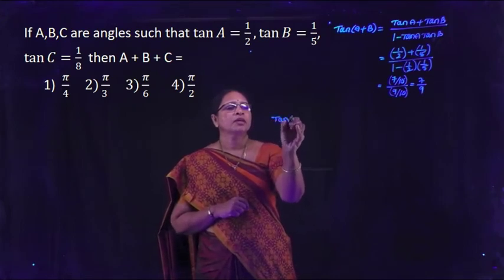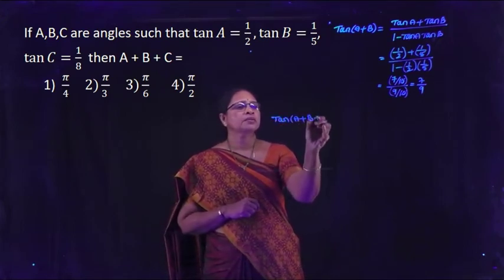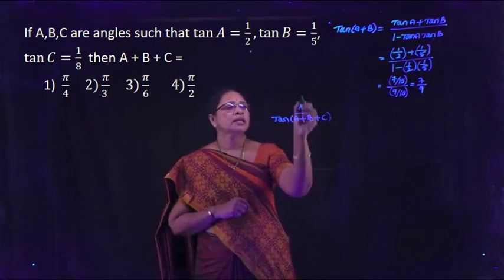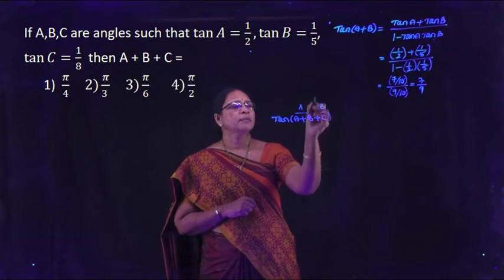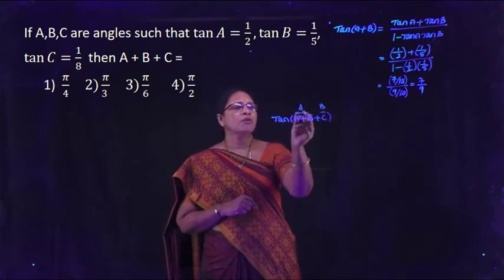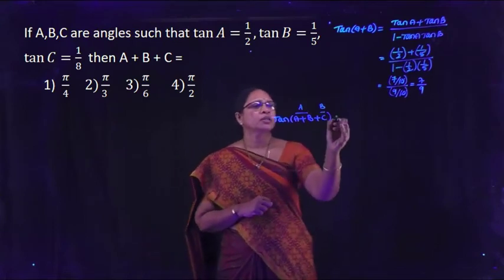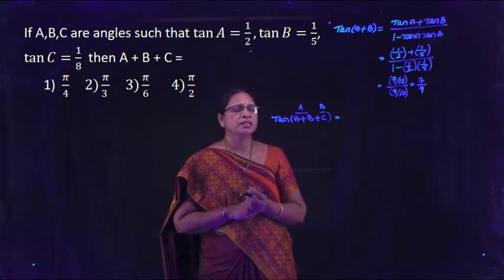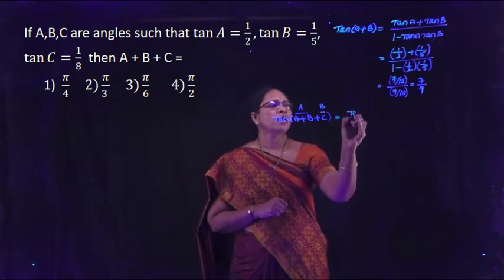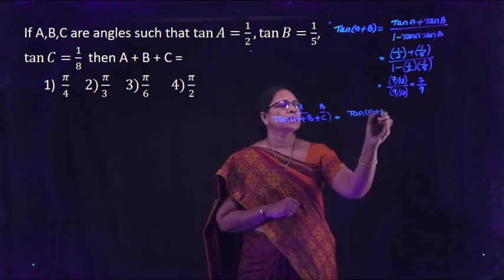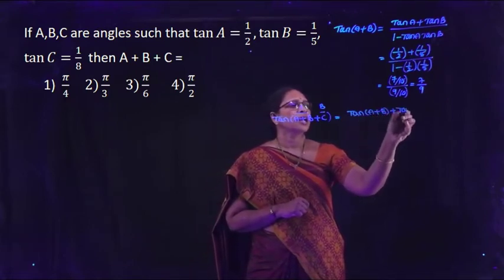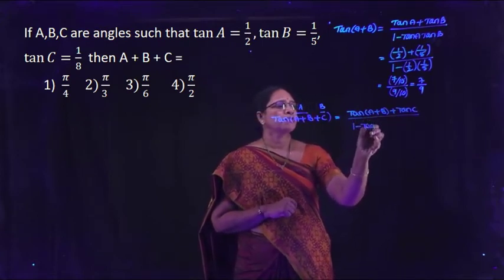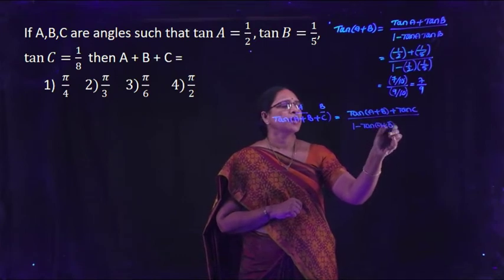Tan of A plus B plus C. Treat A plus B as A, C as B. Here it is in the form of tan(A+B). According to the formula, tan(A+B) is (tan A plus tan B) by (1 minus tan A tan B). Here we have tan of (A+B) plus tan C by 1 minus tan of (A+B) into tan C.